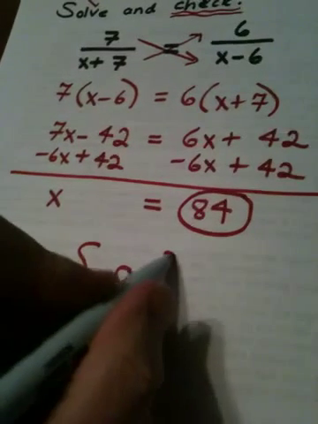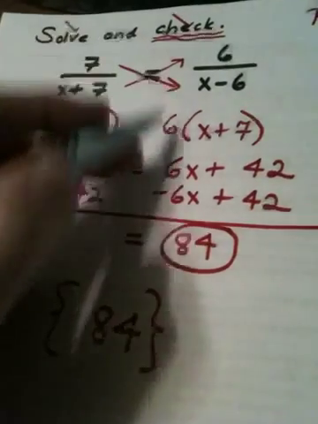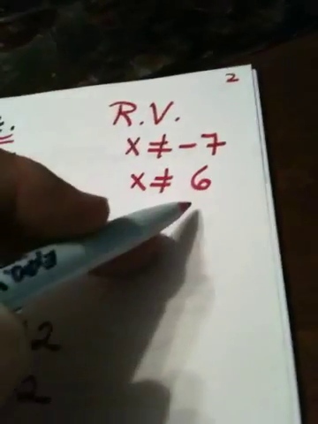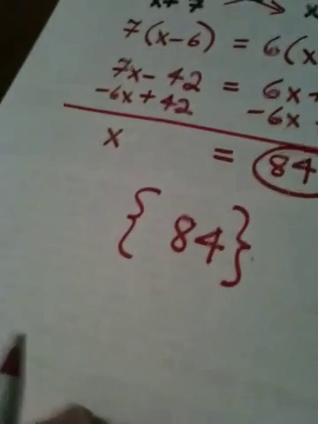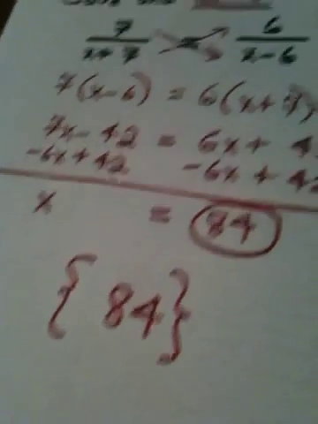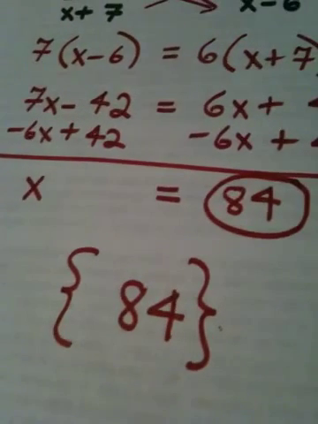Now, the reason 84 is my answer, and if I wanted to, I could even put it in a solution set, the reason 84 is my answer is not only did we do the work correctly, but it is not one of my restricted values. If it had been a restriction, I would have crossed it out and written no solution or empty set. And we're done. The answer is 84. X equals 84.